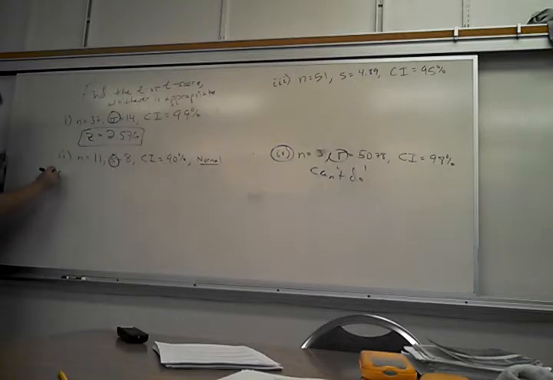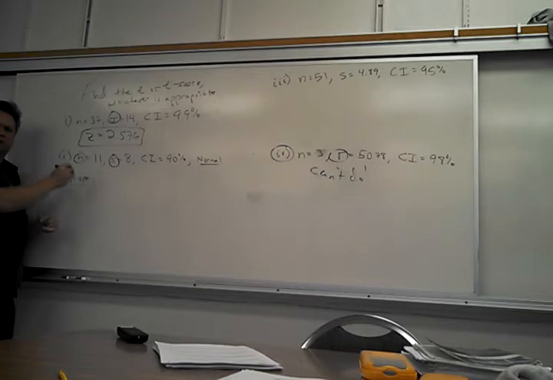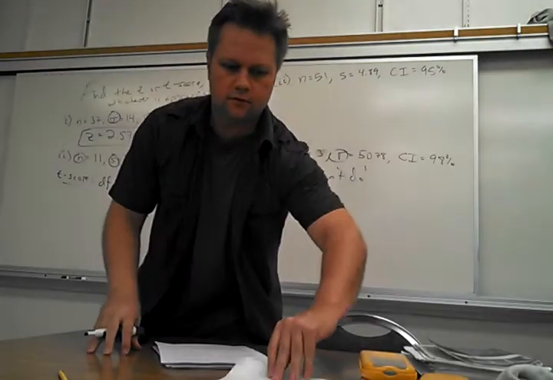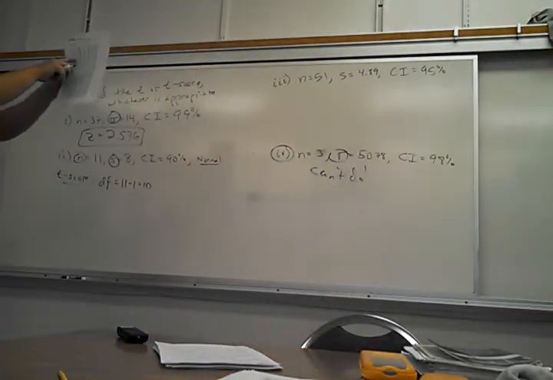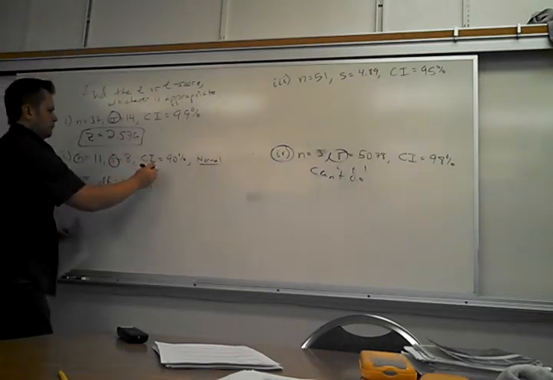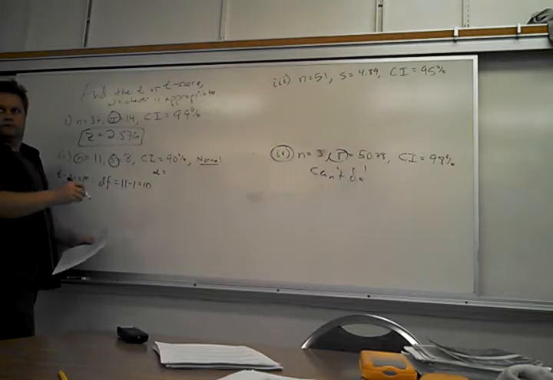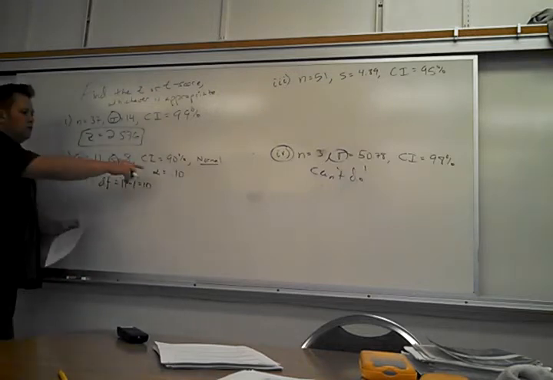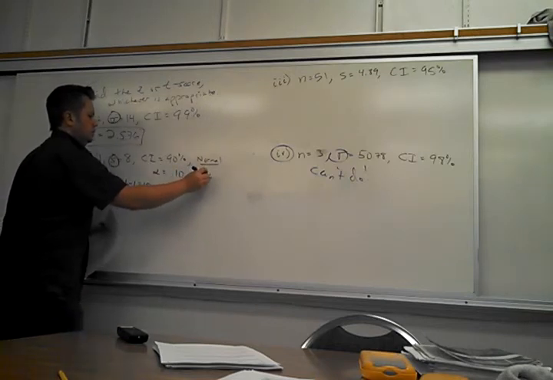So what do I have to know when I go to look up in the T-score chart? What do I have to do first? What's the T-score? Does it have N in it? Yeah, degrees of freedom here would be 10. So if you look up on the degrees of freedom, 10. And how far over do I look? What's alpha going to be? Yeah, 10%, 0.10. So that would be in two tails.